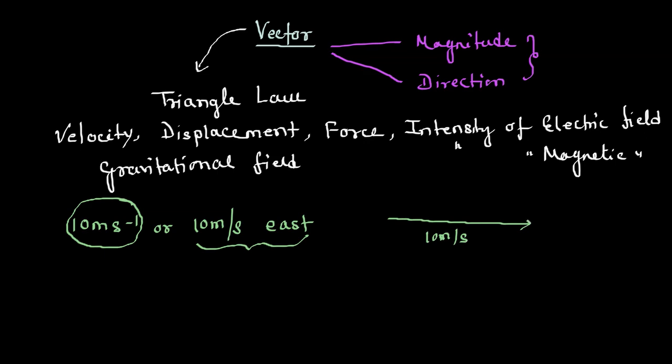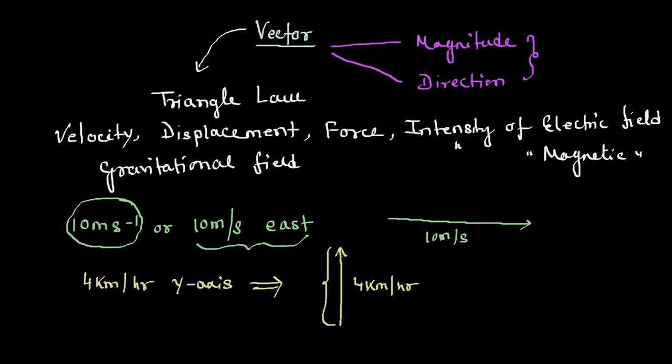Suppose a body is moving at 4 kilometers per hour towards the y-axis. How will I graphically represent it? The graphical representation would be this one. It is 4 kilometers per hour. The length of the arrow is its magnitude, and the arrow sign indicates its direction.